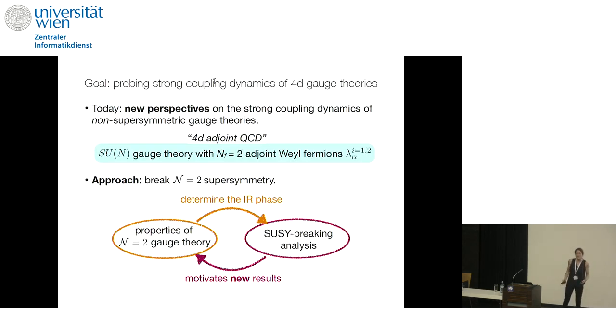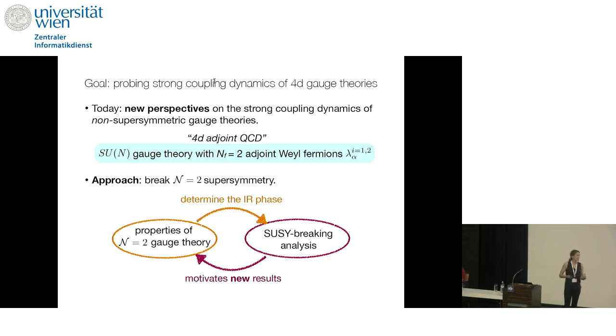So gaining insight into the strong coupling dynamics of gauge theories, such as confinement and chiral symmetry breaking, is of course a very challenging but important problem. Today I'm going to tell you about some new perspectives we have on this problem in the realm of non-supersymmetric gauge theories. In particular, I'm going to tell you about some insights we've learned in recent years on the class of theories which goes under the heading of adjoint QCD in 4 dimensions.